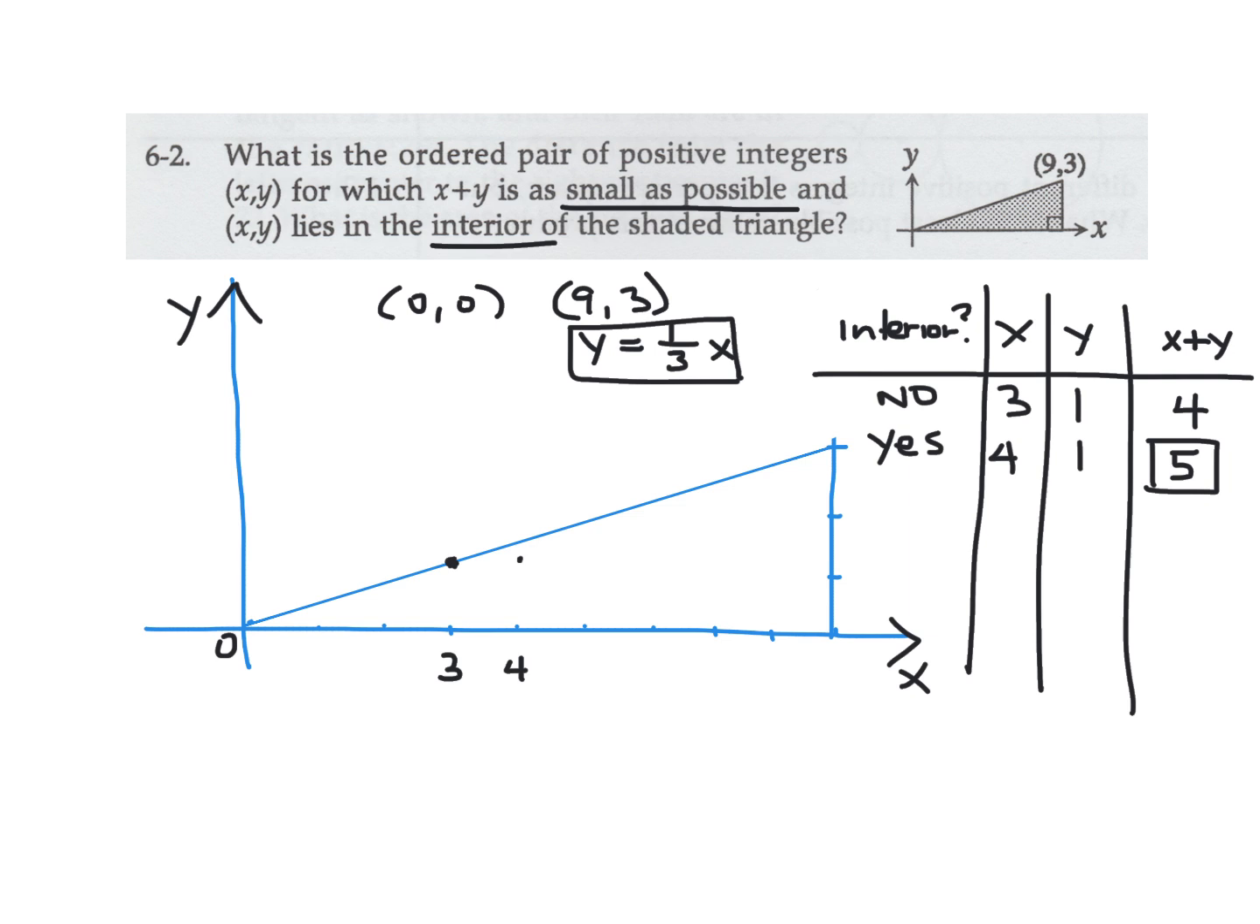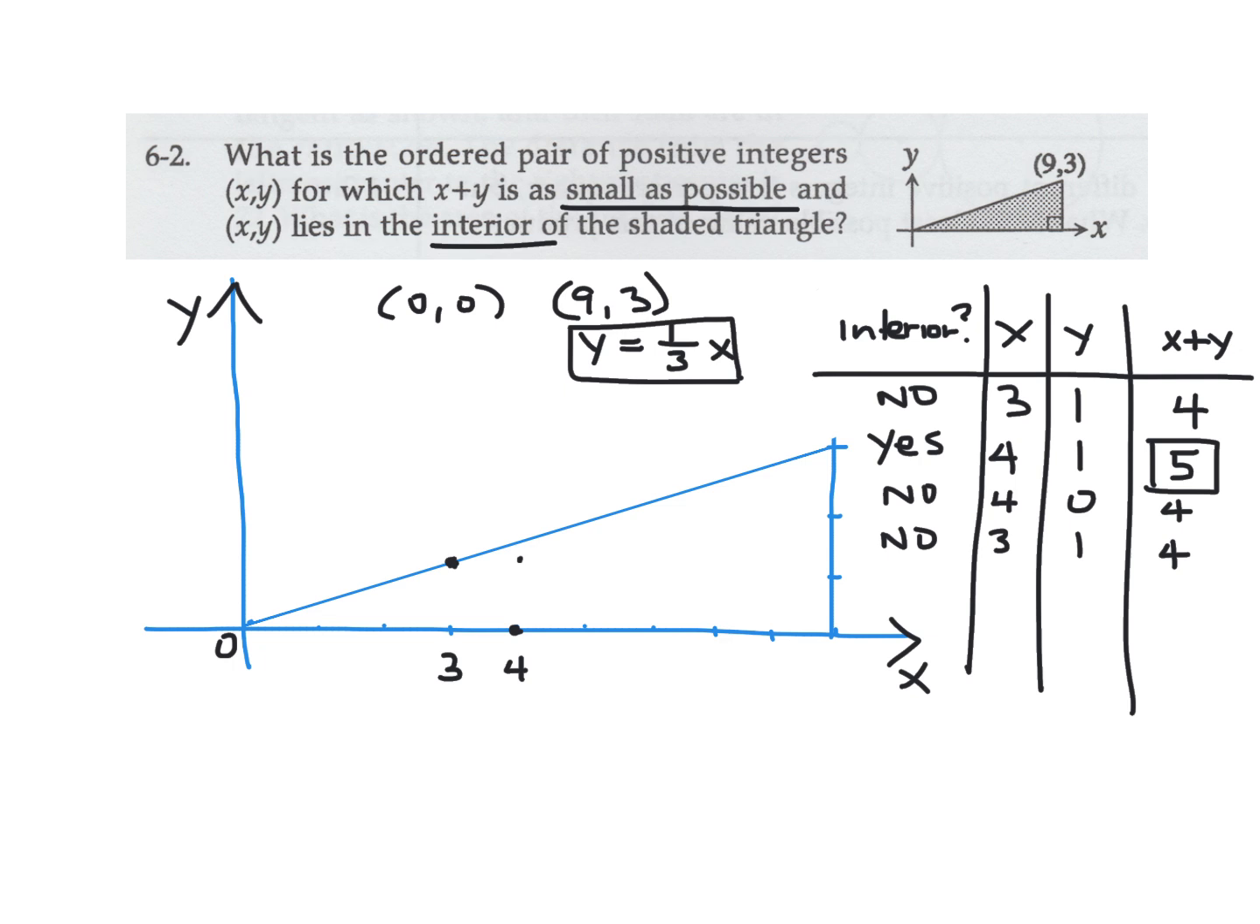Now, if the answer is not 5, could the sum of x plus y be 4? Well, the only way it could be 4 is if I put 4, 0, let's say, but then 4, 0 is not in the interior. How about 3 and 1? Let's see if it's in the interior. We already did 3, 1, and 3, 1 was not in the interior. It was on the line.